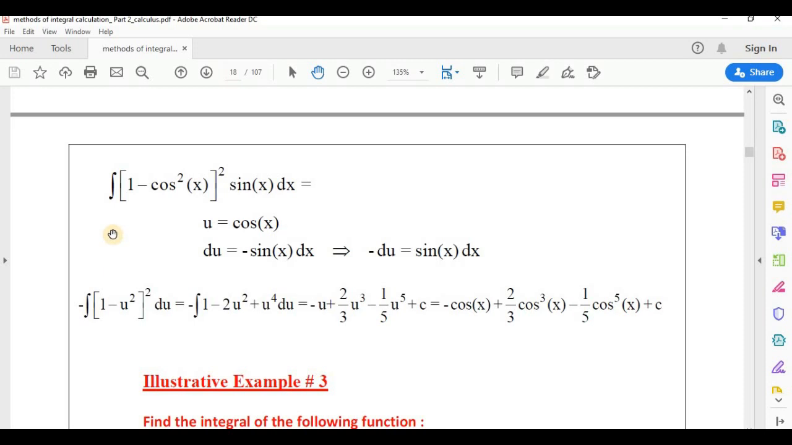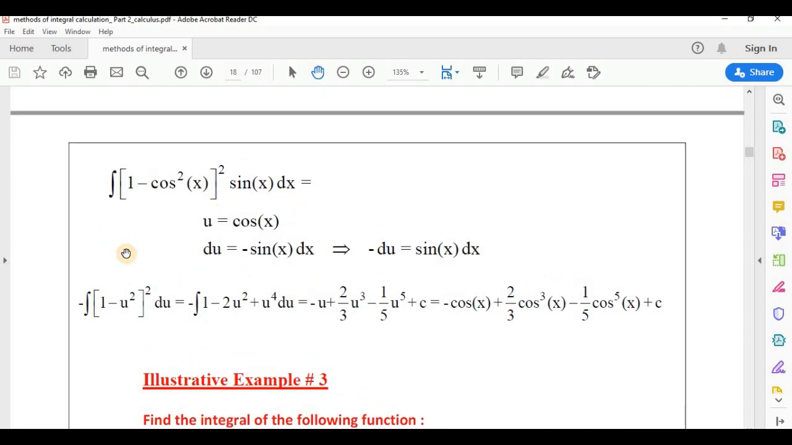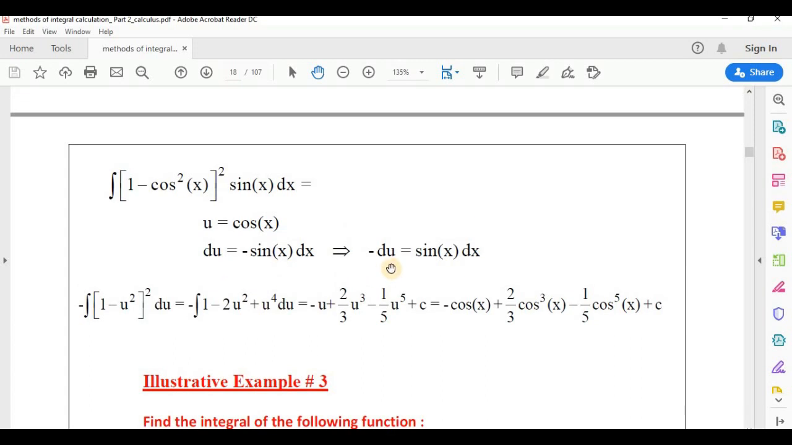The integral will become the integral of (1 minus cosine squared) all to the power 2, multiplied by sine x dx. The second step, we will use the substitution method to solve this integral. We will take our assumption, this part: u equals cosine x. After taking the derivative for our assumption, we will get du equals minus sine x dx. And after multiplying both sides with the negative sign, we will get minus du equals sine x dx.